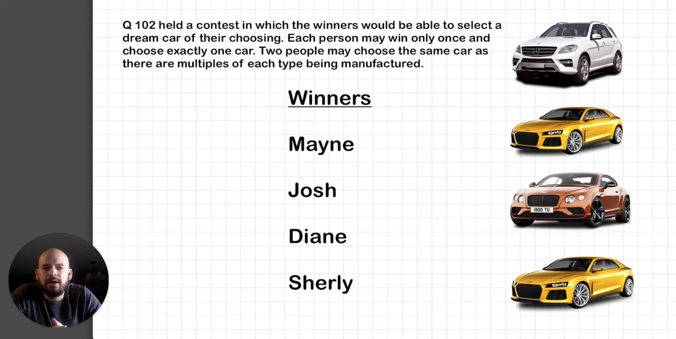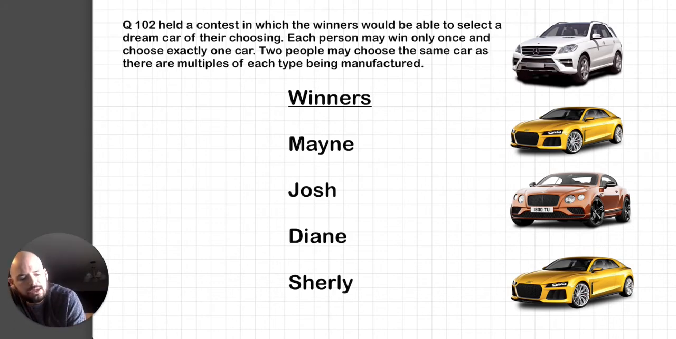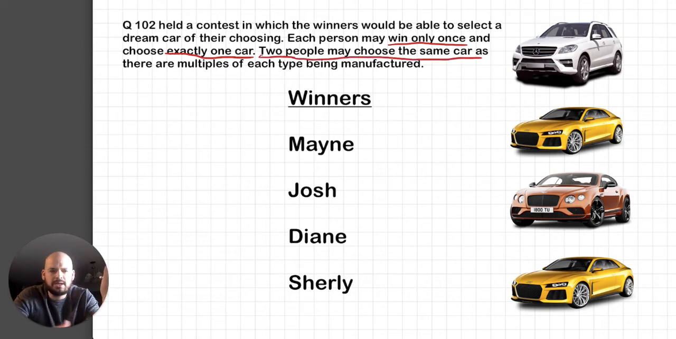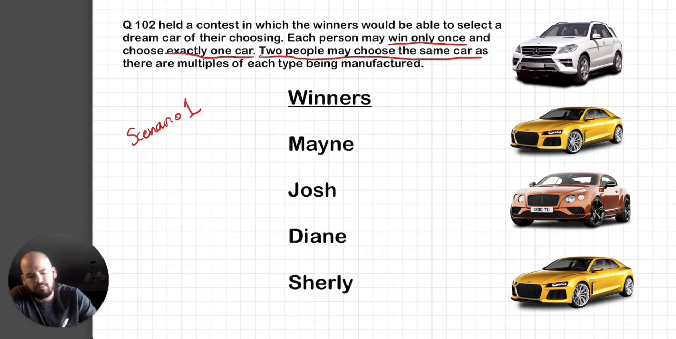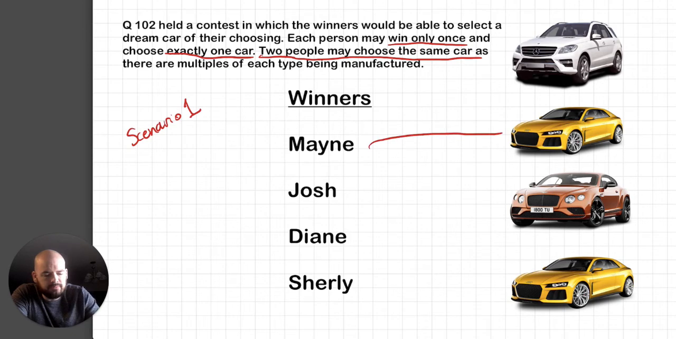Hey everybody. So we're going to start today with a scenario. Q102, the radio station, held a contest in which the winners would be able to select a dream car of their choosing. Each person may win only once and choose exactly one car, but two people may choose the same car. So those are the rules. All right. So let's say in scenario one, I'll use red. Okay. Maine, he wins the lottery or the contest.